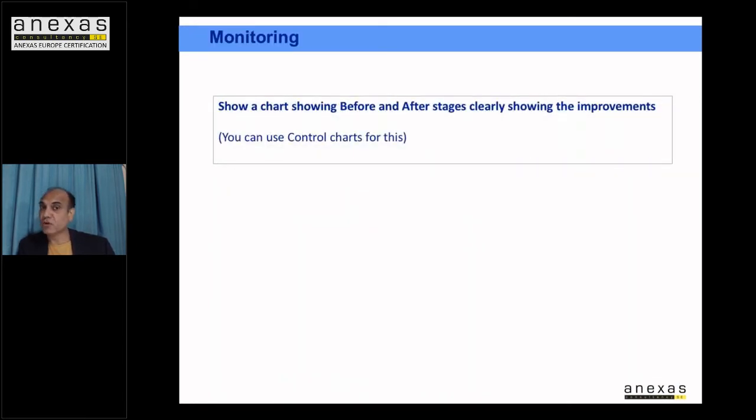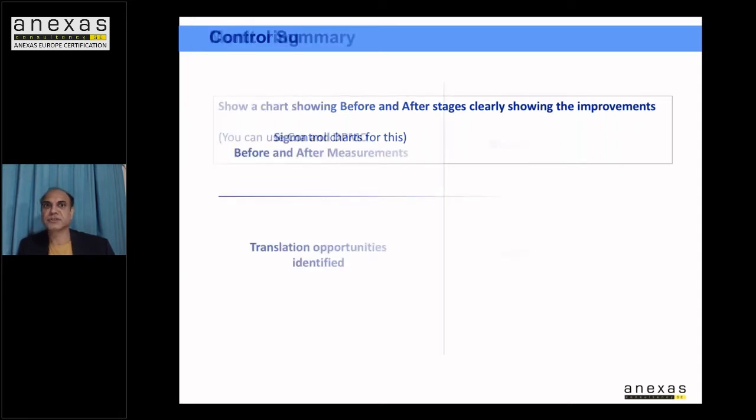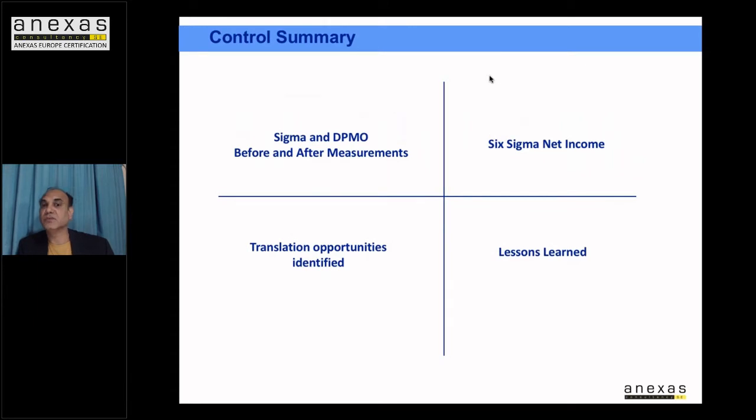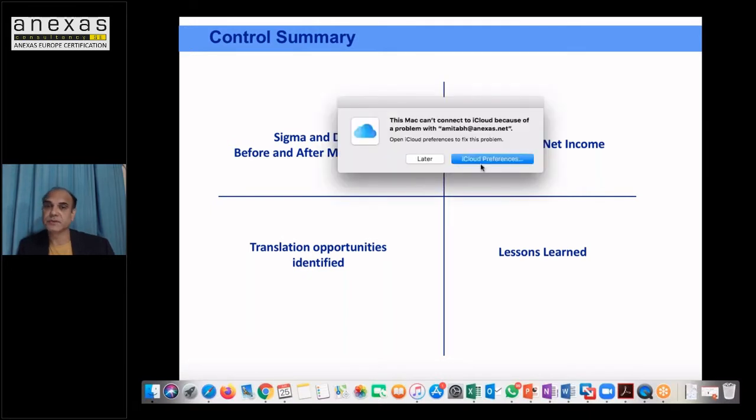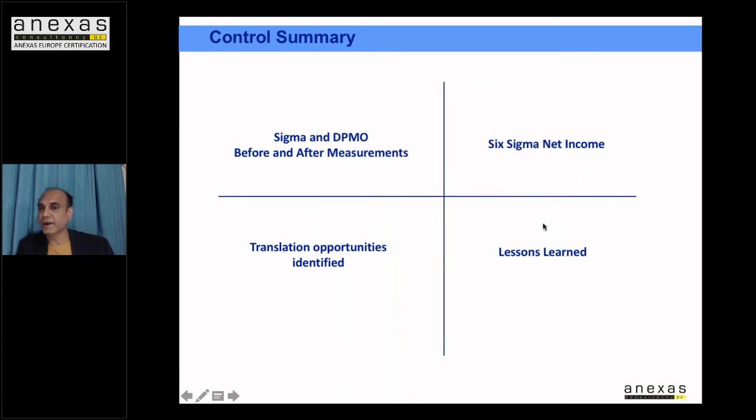So how will you be monitoring the process once you have implemented your solutions, and what is the new sigma level? Just imagine in your case that your average salaries have now improved as per whatever you wanted, and once it has improved, you know what the new sigma level is. That also is not mandatory, you can do it if you want. So that will complete your project.